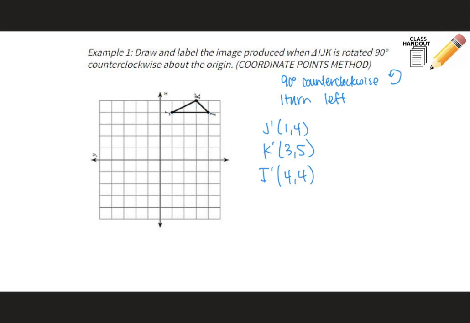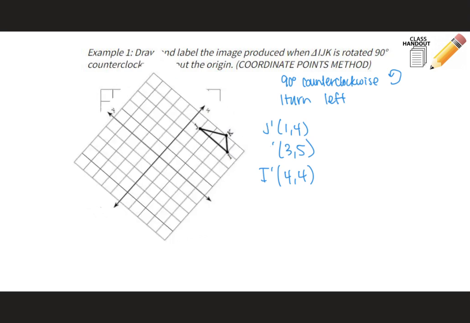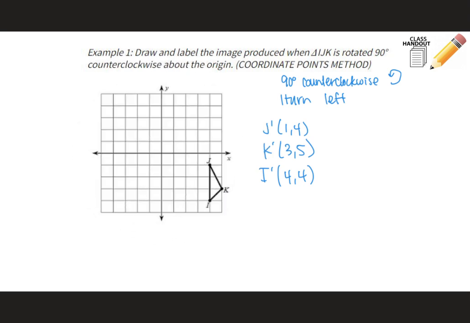So now that we have our points, we actually need to rotate our graph back to the original. So I'm going to rotate it back to the original. And now we're going to plot these points, and this is going to be my transformation. So first plotting J prime, which is 1, 4. So we're going to go 1, 4. So my new point is right here, and we're going to label that J prime.